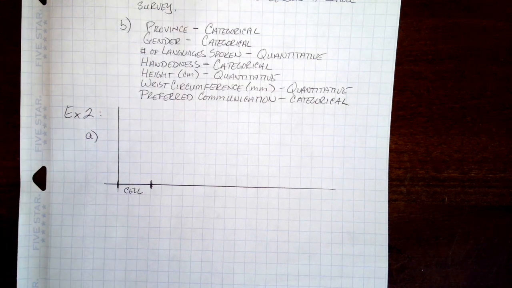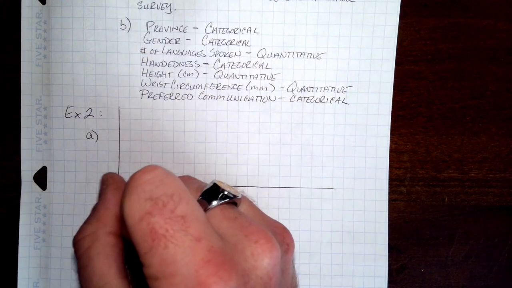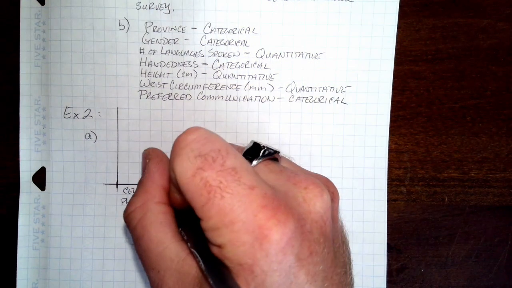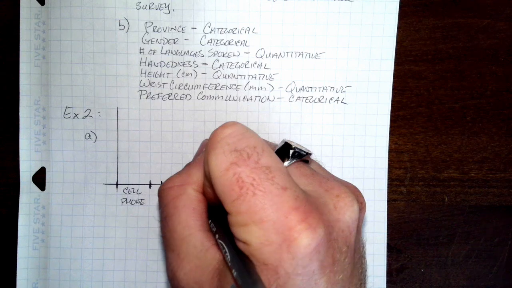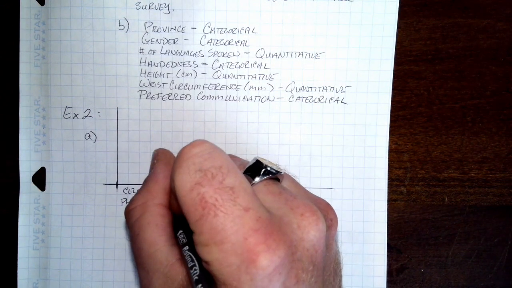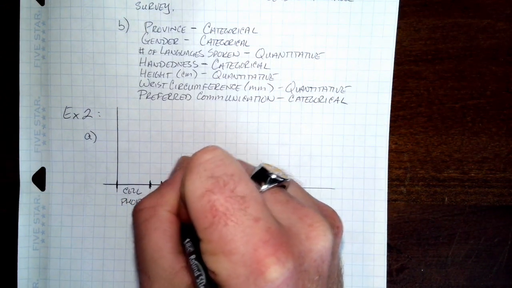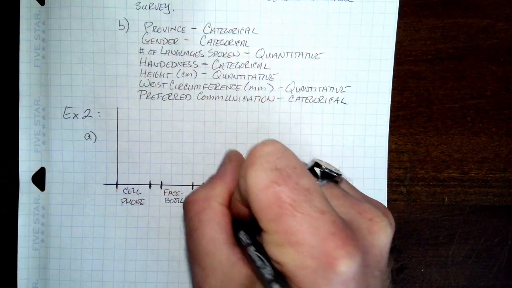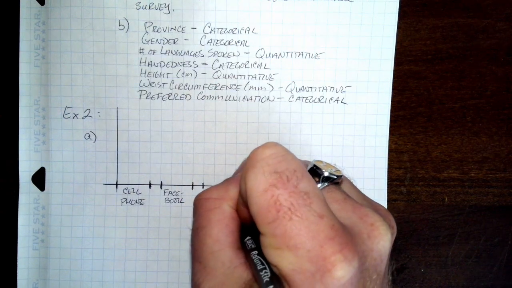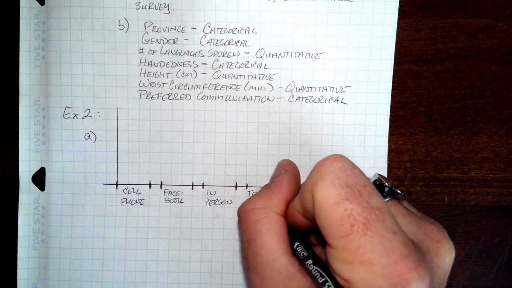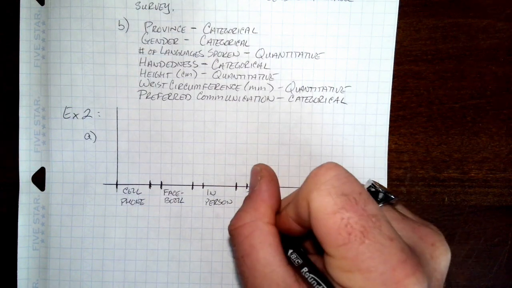Remember, bar graphs do not necessarily have to touch each other, not like histograms. So I'm going to give myself a little bit of space for my next bar, which, F comes before I, so that would be Facebook. And then in person. And then finally text messaging.